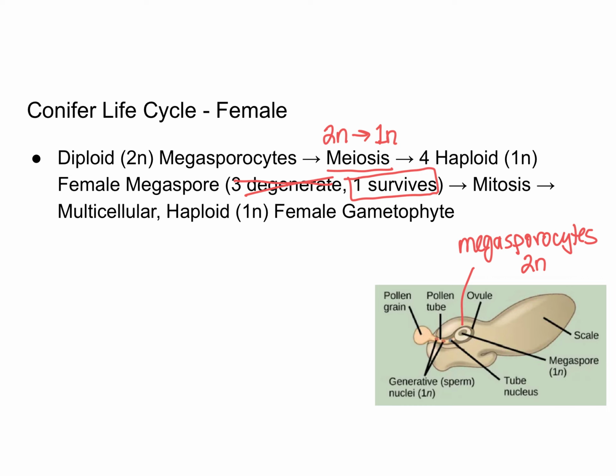Now, the surviving megaspore is going to go through mitosis. Remember that the megaspore is haploid. In mitosis, the ploidy stays the same. So the haploid cell is going to produce additional haploid cells during mitosis. And this is ultimately going to form a multicellular haploid gametophyte. So we said that the cones were the gametophytes, and really the cones contain the gametophytes because the female gametophytes are forming inside the scales of the cones.